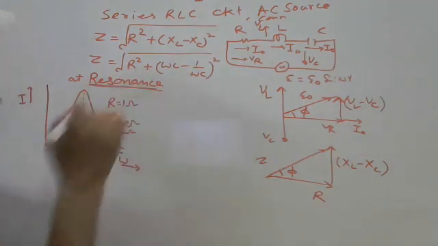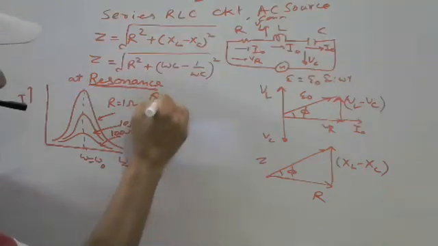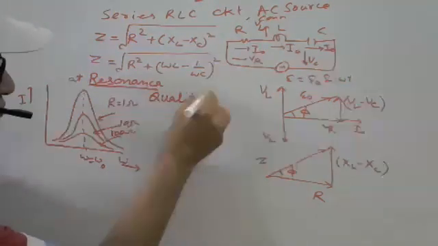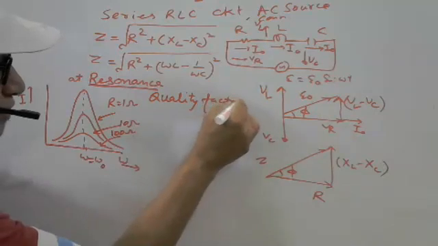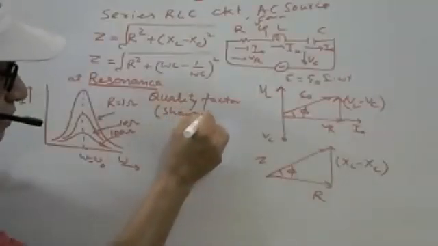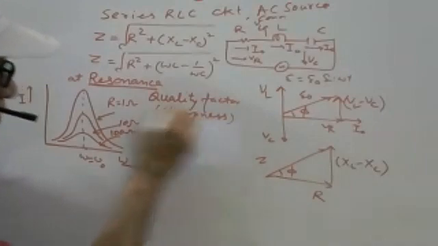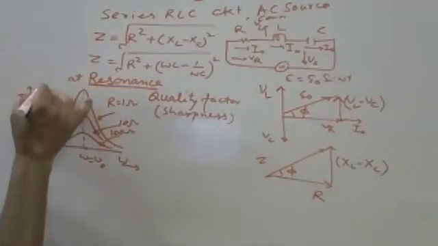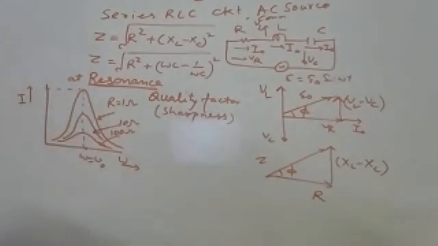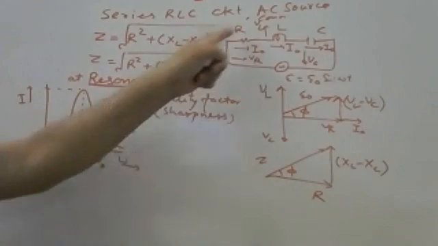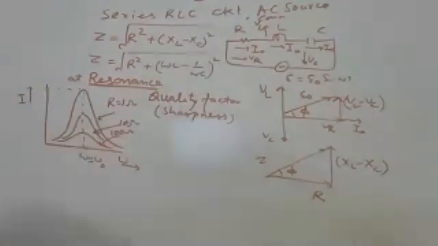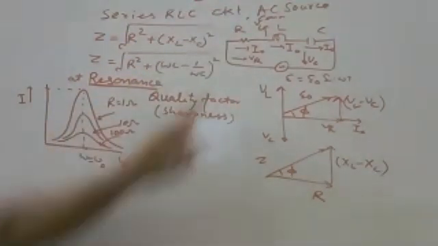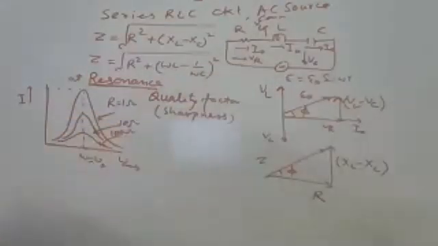At resonance we are discussing the quality factor. Quality factor is very much related to the sharpness. Sharpness means like this. The sharper the curve, the higher the quality factor, and then we get more maximum current. If resistance is less, we get more power from the series RLC circuit at resonance only. Any doubt here?